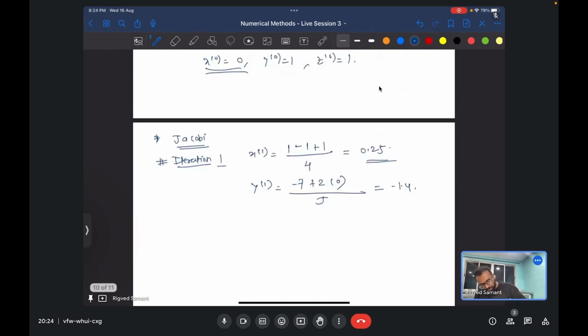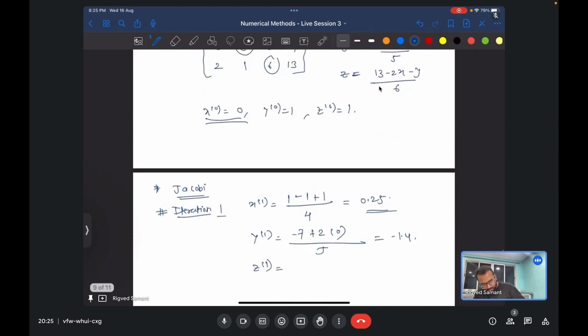Right? Now z1. Sir, what would be z1? z1 would be 13 minus 2 into what will the x value be, sir? 0. And the y value would be 1, divided by 6. So this will lead you to 2. 12 divided by 6 is 2.